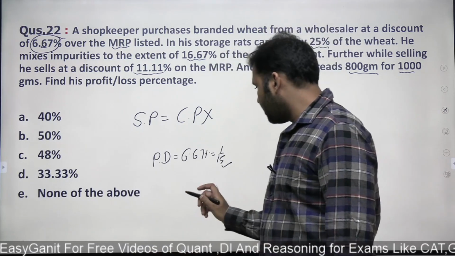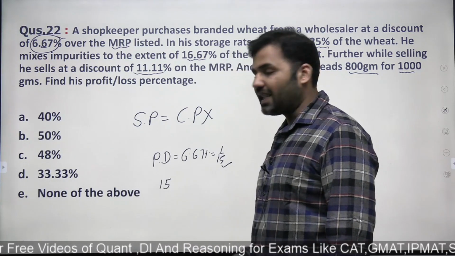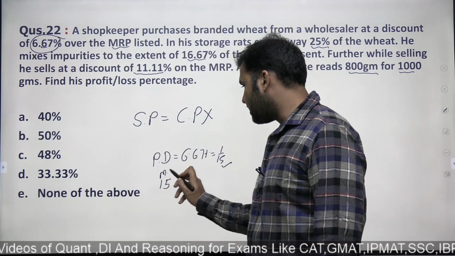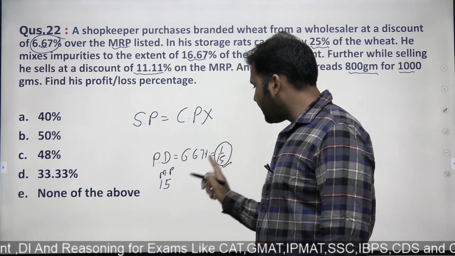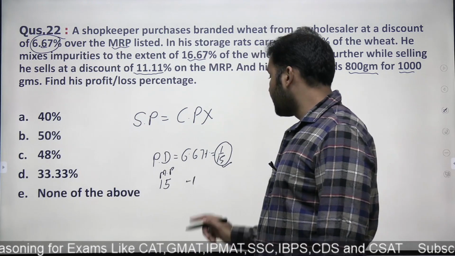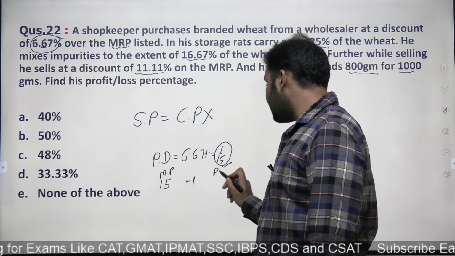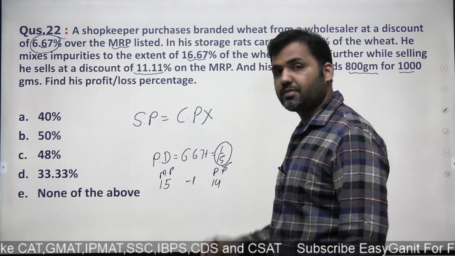The meaning of this, children, is that if a product is 15 rupees, let's say this is the mark price of the product, I will be getting that product at a discount of 1 by 15. So I will get a discount of 1 rupee. So that means I will be purchasing the product, right, at 14 rupees. So that's my purchase price.